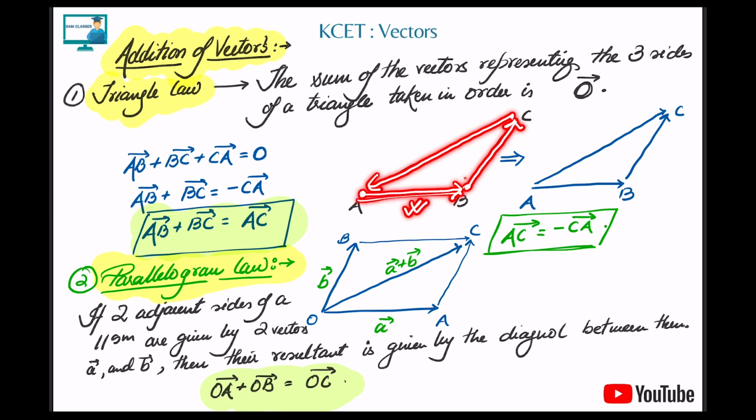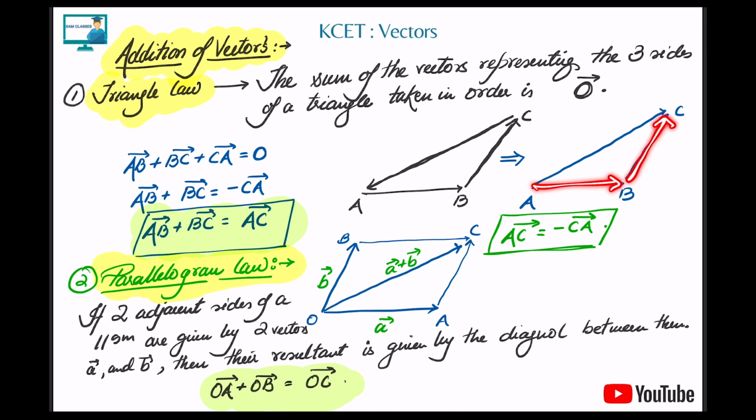So AB vector plus BC vector plus CA vector is equal to 0. Now the moment I send the CA vector across, it will be minus of CA vector. And minus of CA vector I can interchange to AC vector. So what we got? AB vector plus BC vector is equal to AC vector, the third side, with the order changed. So we can also write it like this: in a triangle, if two sides are given in the same order, the third side in opposite order gives the resultant of the two vectors. That's it.